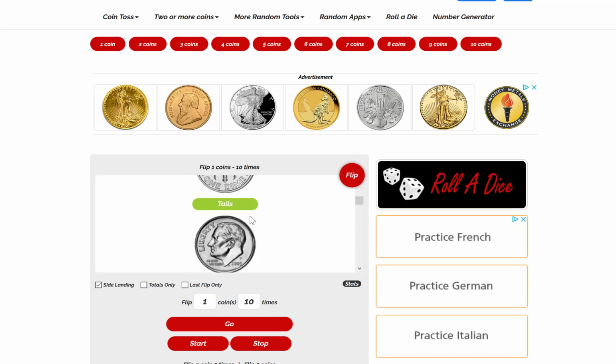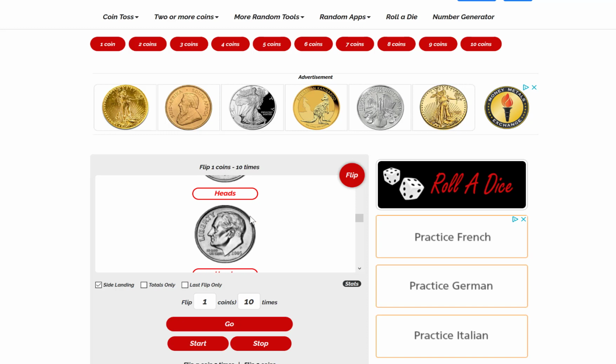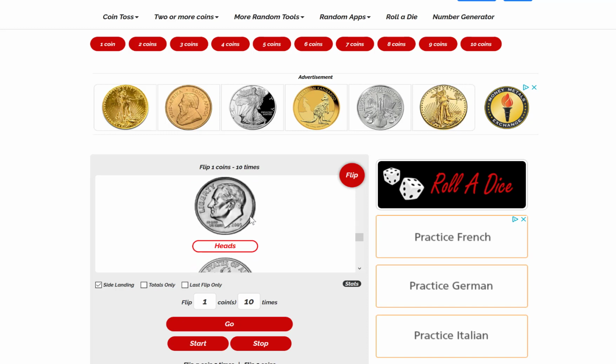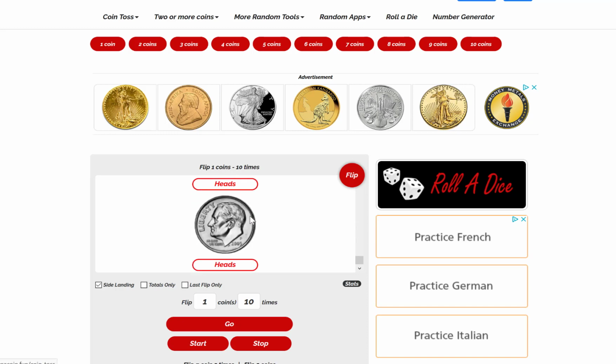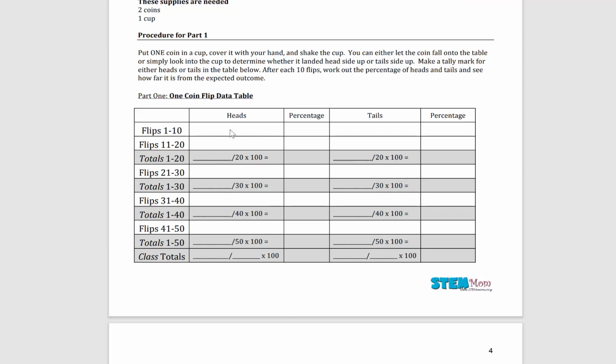So 1, 2, 3, 4, 5, 6, 7, 8. So when you go to your paper, you would actually put 8 in here. You can tally up the little marks, or you could just write the number 8. And of course, if you flipped 10 times, that means that leaves 2 tails. So out of 10 flips, you would just write 8. You would write 80% here. And then over here, you would write 20% for the 2 out of 10 flips.